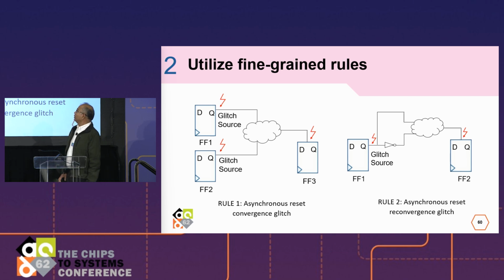Number 2, fine-grained rules will reduce noise in violation reports. There should be no overlap between rules. So this example shows two mutually exclusive rules for glitches due to reconvergence versus convergence.